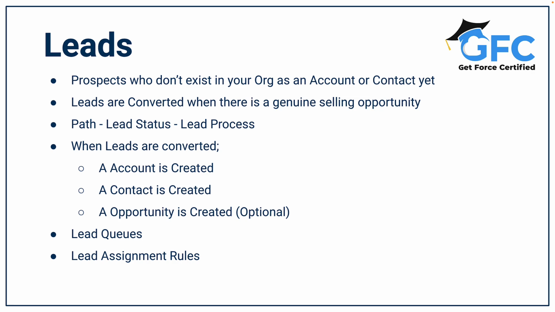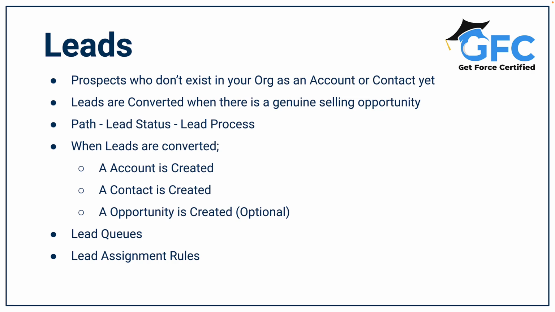A really useful feature of leads is the path component, which displays a visual representation of the status that a lead is at. It's usually reflective of the lead process, and it can contain key fields and guidance for users. You can also create lead queues, and these act as holding areas while the leads are awaited for someone to take ownership. You can assign leads to queues or users through assignment rules.